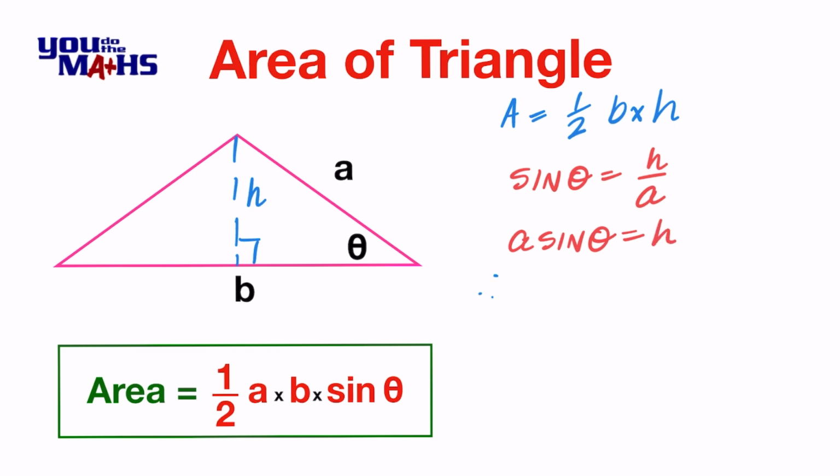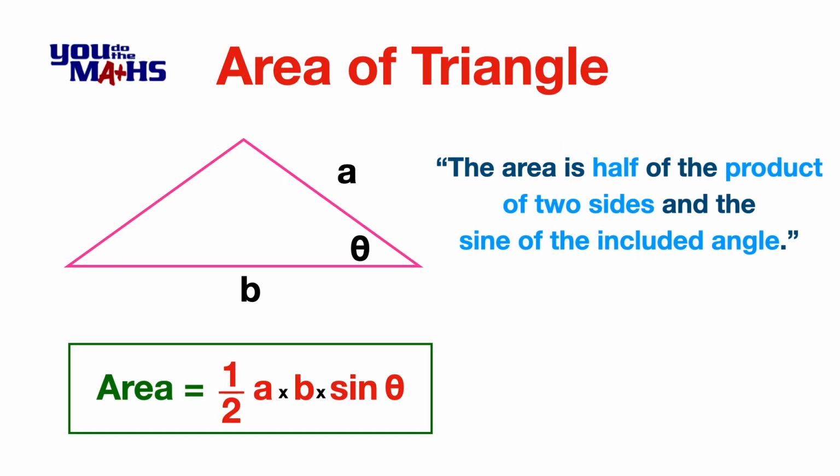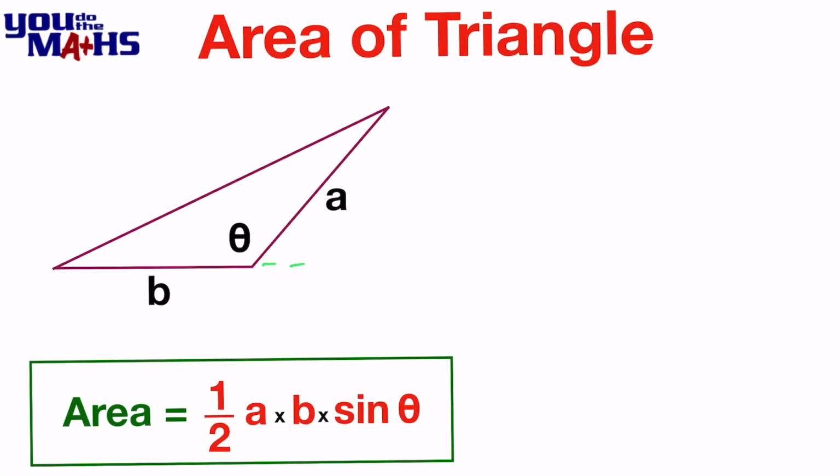So the area equals a half of the base multiplied by A sine theta. Now we can rearrange that so it becomes a half AB multiplied by sine theta. Now it's probably best to express that in words. It's easier to remember too. So the area of a triangle is half of the product of two sides and the sine of the included angle. So what happens if the angle theta is obtuse, as we can see here in this diagram?